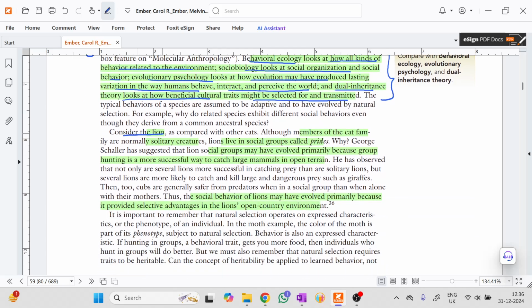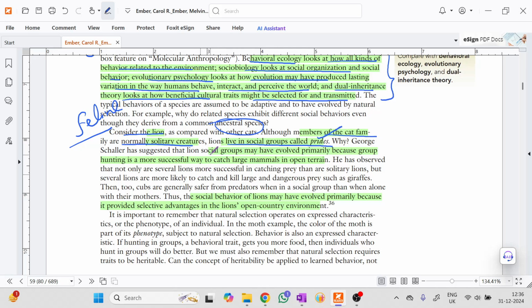An example here, consider the lion. It is also a member of the feline or cat family. All the members of the cat family are normally solitary creatures, which means they like to live alone. But lions live in a group called a pride.